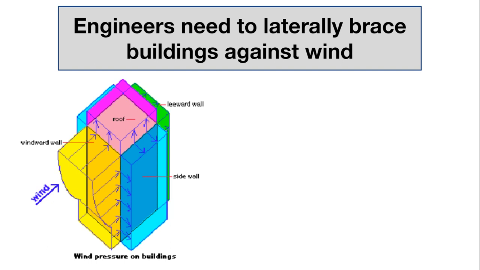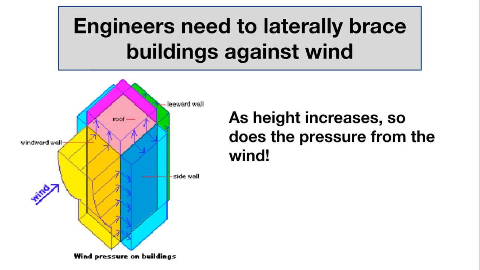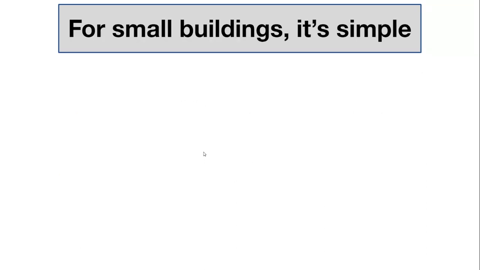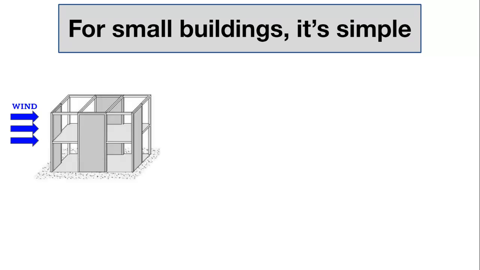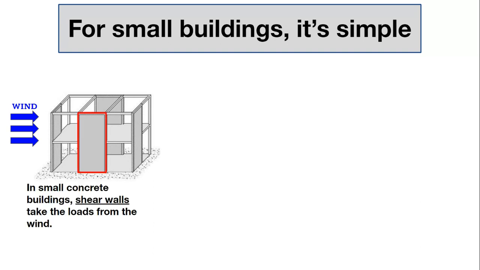So engineers need to laterally brace buildings against the wind, because as height increases, so does the pressure from the wind, which is seen in this graphic here. That's how it's represented and used in calculations. For small buildings, it's simple, like your house, but I'm thinking more of industrial buildings like schools. This is an example of shear walls. In small concrete buildings, shear walls take the loads from the wind to brace the building laterally. As the wind pushes this way, this wall resists the wind, and if the wind's pushing this way, these walls resist the wind.